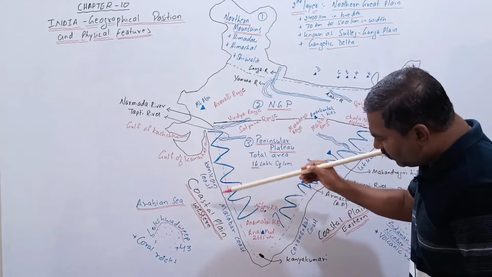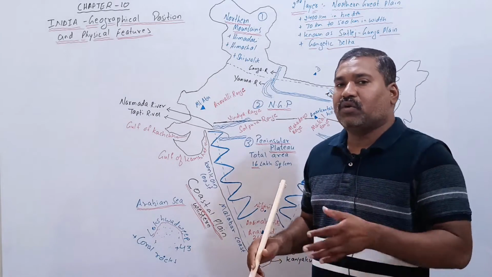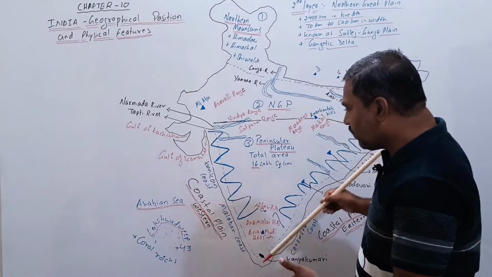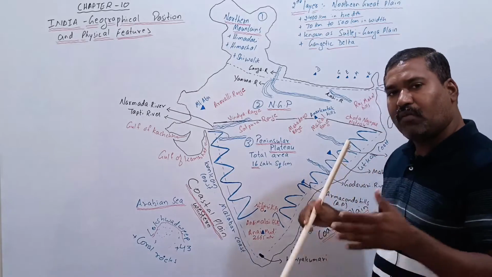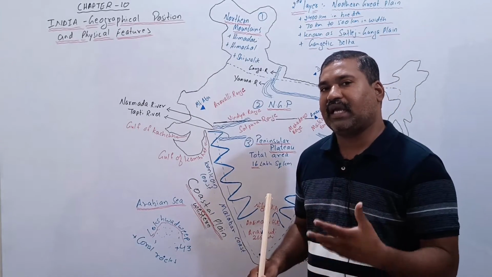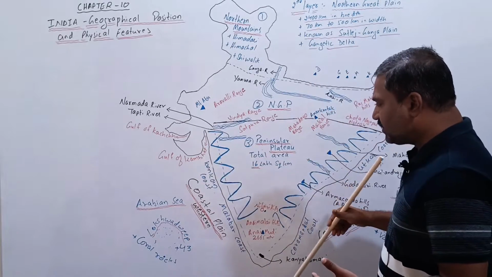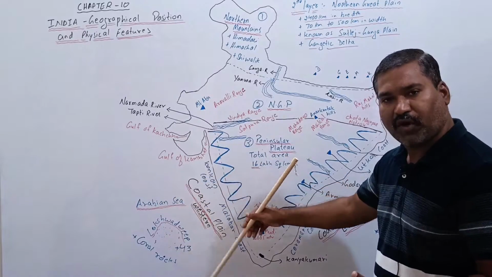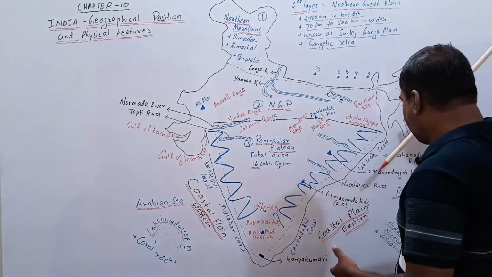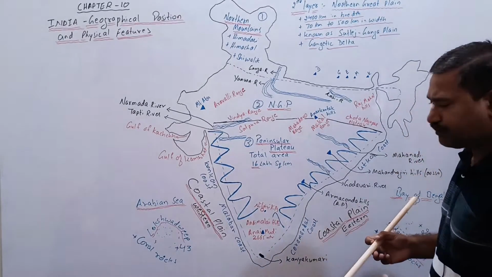In the same way, the Konkan coast also has its own importance. Our western coastal plain and eastern coastal plain both play a very important role in the economy of India, as they are touched by large water bodies: the Arabian Sea on the western side, the Indian Ocean in the south, and the Bay of Bengal on the eastern side.